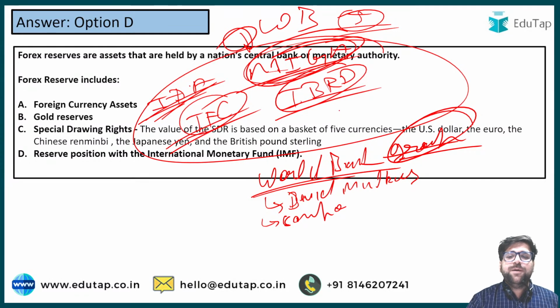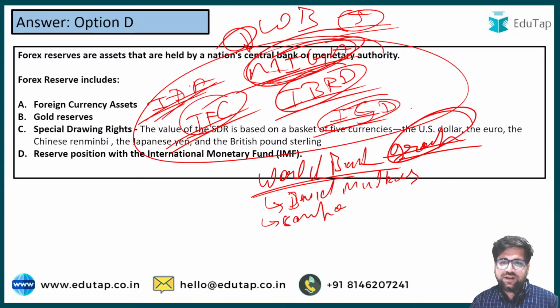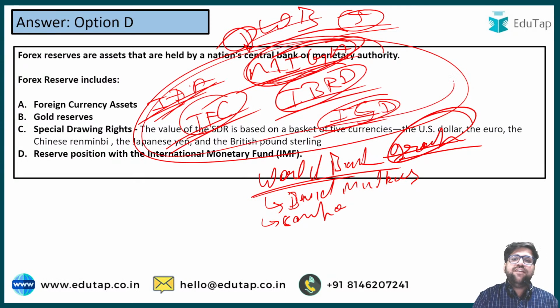Then you also have the International Centre for Settlement of Investment Disputes. I hope you know about all these different institutions. If you are not able to recall any one of them, use options. But to the best of my knowledge, these are the 5 institutions under the World Bank Group.